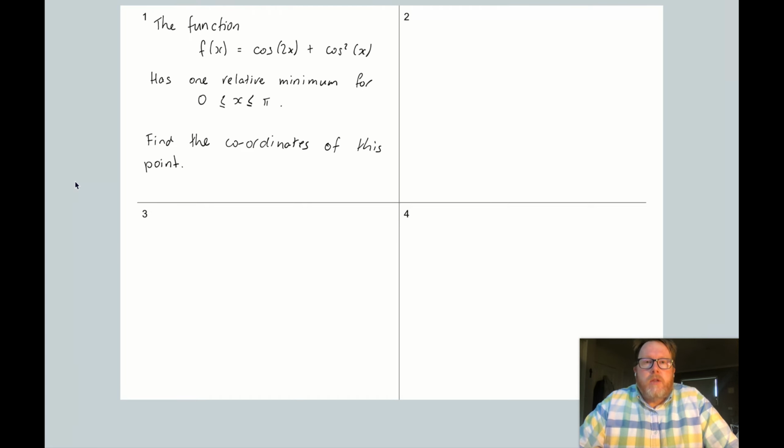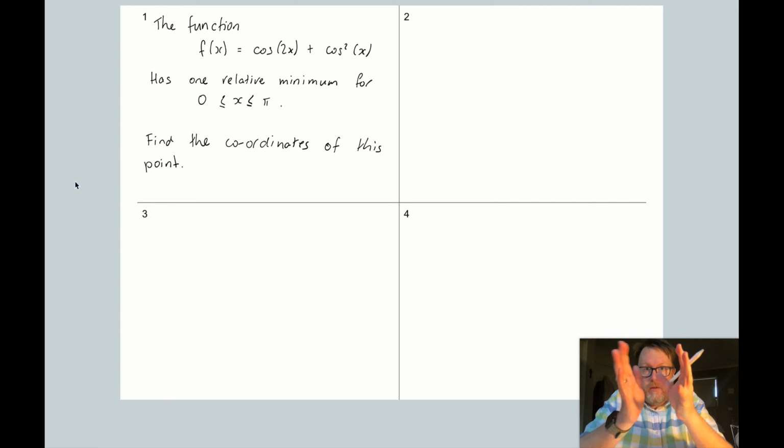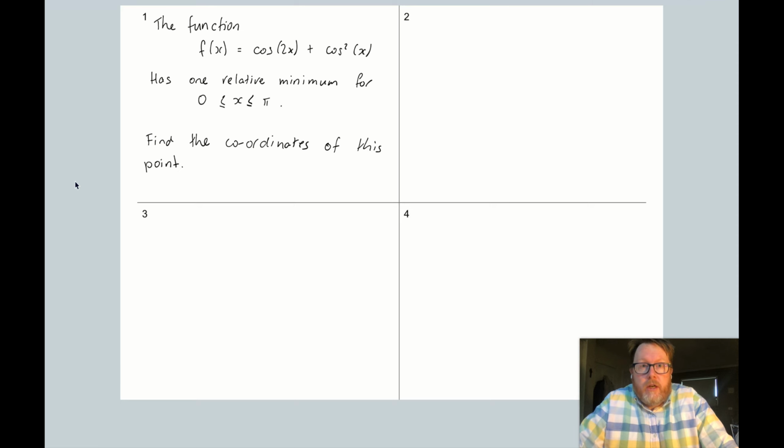So in this video, we are going to have a look at relative extrema. Remember that just simply means minimum and maximum points over a specific range of domain. The functions are going to have trigonometric components to them. So we can see on the screen that we've got a function f of x equal to cos of 2x plus the cos of x all squared, which we write as cos squared x.